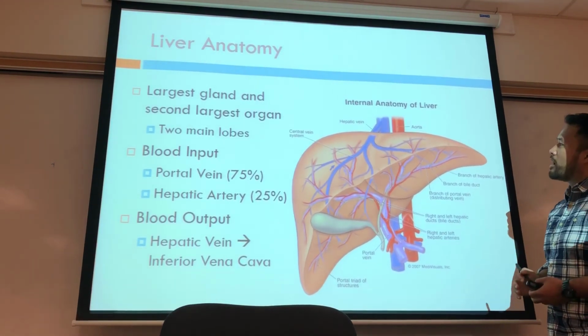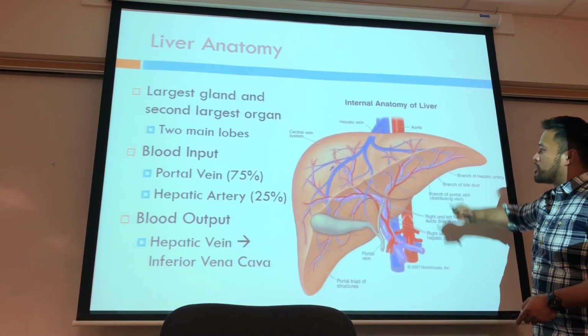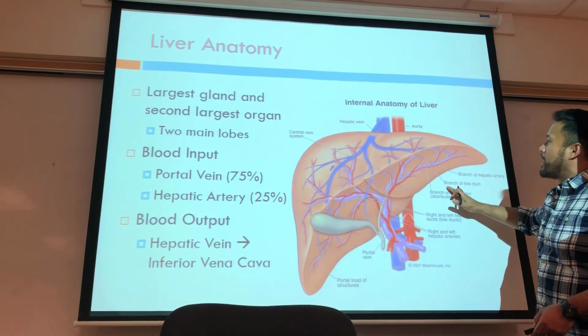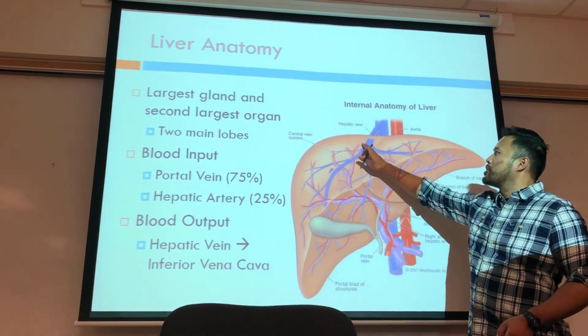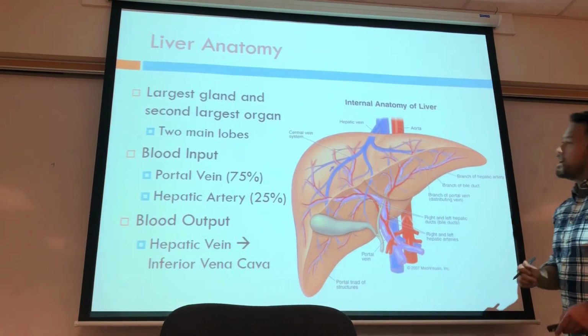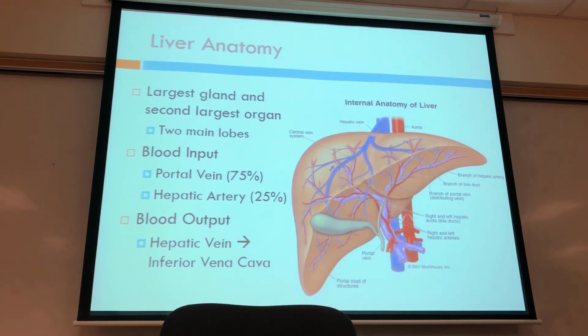The output of the blood that comes in from all of our inputs, once it bypasses our functional units, will then converge into the hepatic vein. You've got the central vein system that will all converge together into the hepatic vein. The hepatic vein will then dump into the inferior vena cava, returning us back to the right atrium, making its way into the pulmonary circuit.